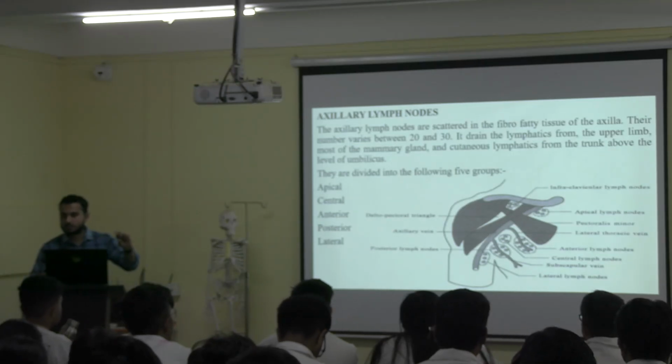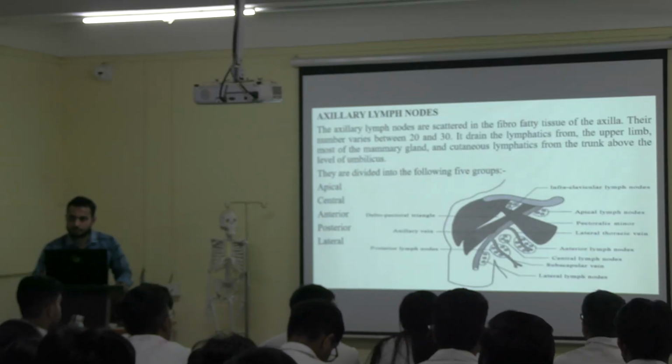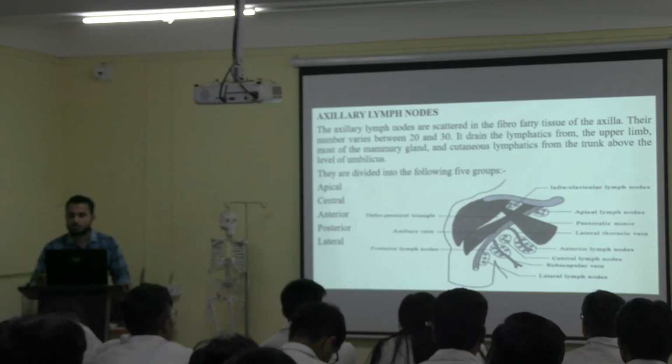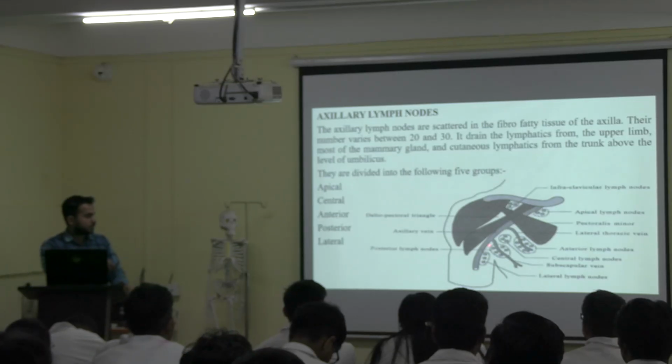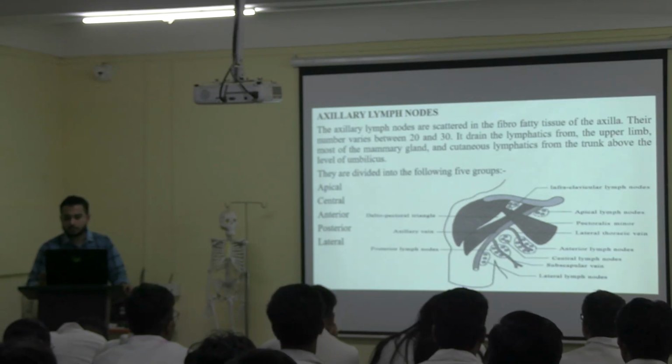Axillary tail of Spence, I hope you have heard of it, from the mammary gland. From that particular part and the posterior half, the upper half of the trunk, is drained by the posterior group. Next you can see the lateral group of lymph nodes. Now this lateral group of lymph nodes is present around the upper part of the humerus, medial to the axillary vein.